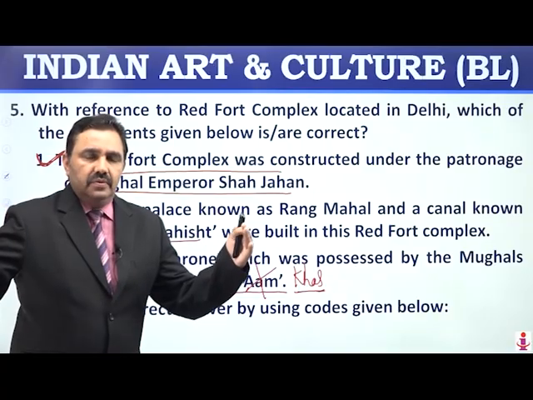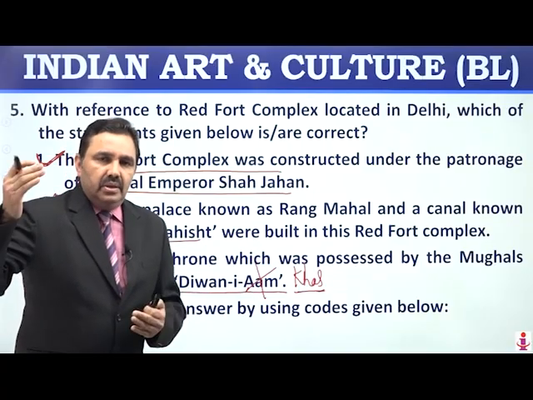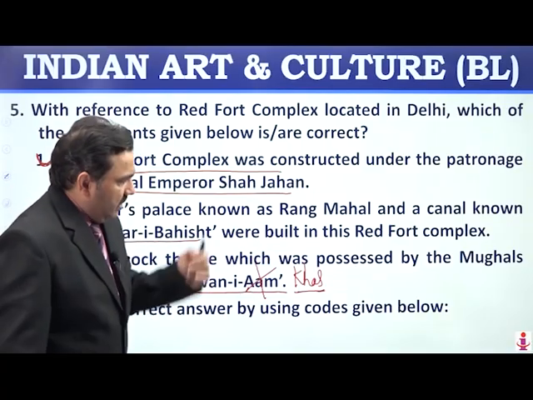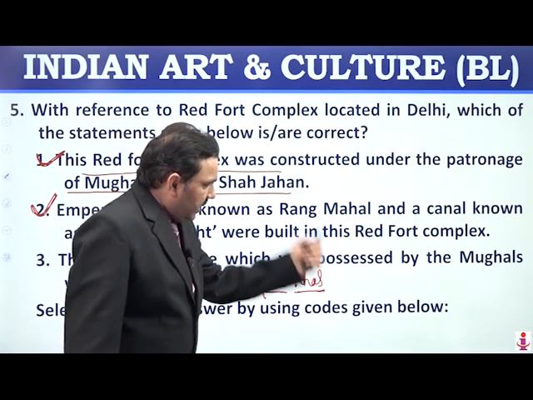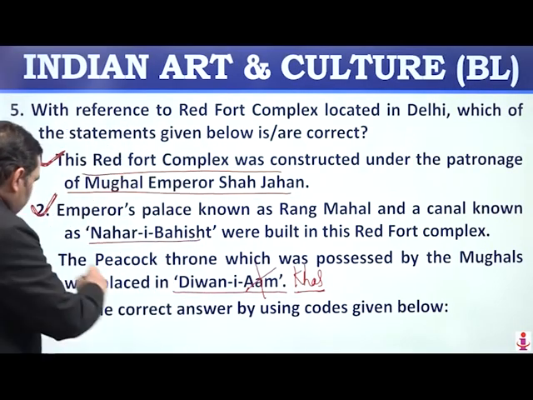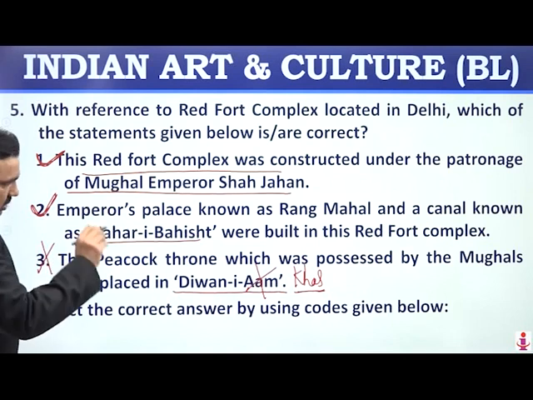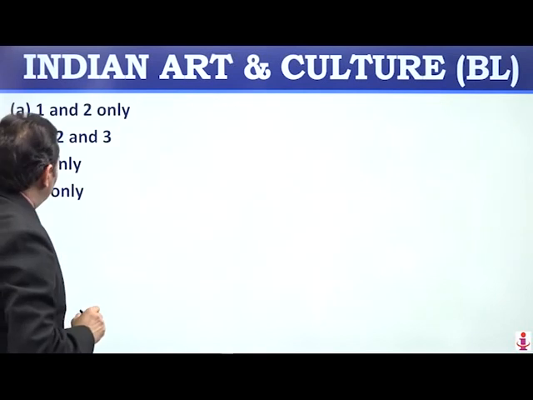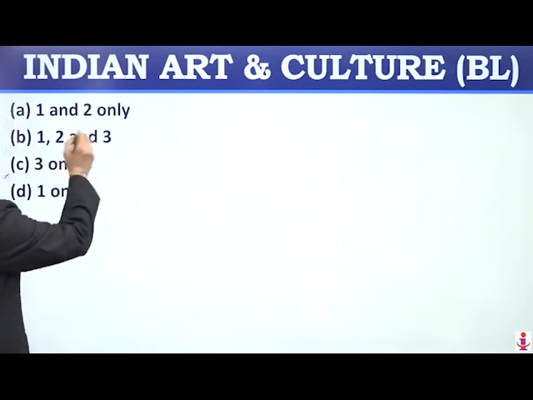Diwan-e-Am was for Aam Admi. This was to meet the common people. So Peacock throne was kept in Diwan-e-Khas, not Diwan-e-Am. This is wrong. You need to see the correct statement. So 1 and 2 are correct. Option is A.